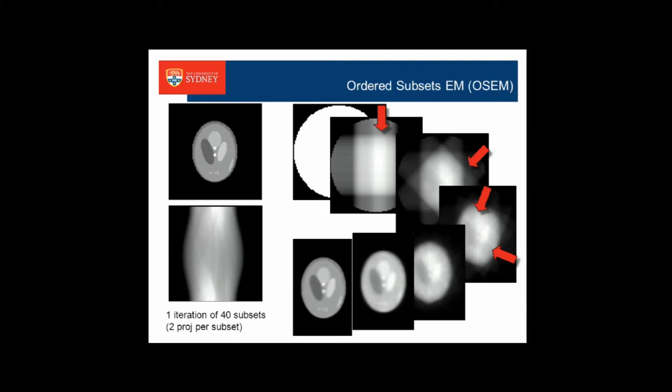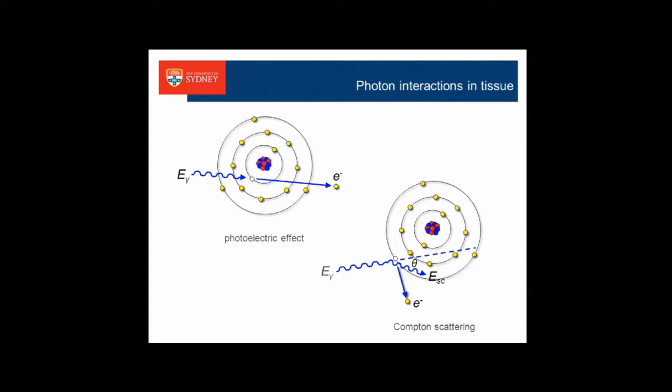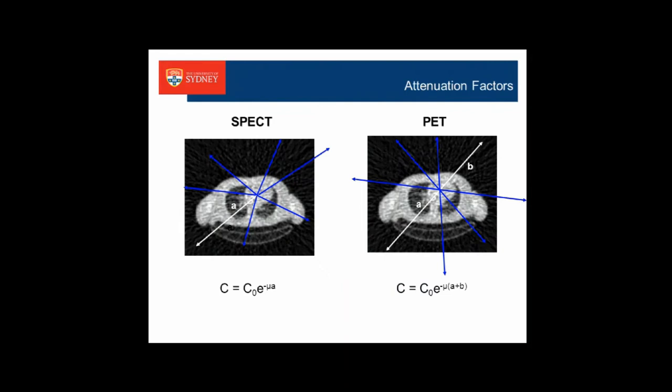Okay, so it's just about time to hand over. So I wanted to finish by just talking about a key issue that I've overlooked in going through the principles, which is that the photons don't necessarily reach the detectors without having undergone interactions in the tissue. And the two most common interactions are photoelectric effect and Compton scattering. And that does degrade our data. And so that means that we have to correct for photon attenuation and we have to correct for scattering if we want to get quantitative images.